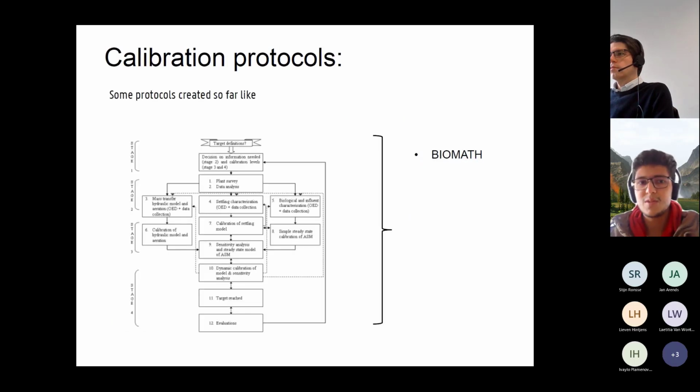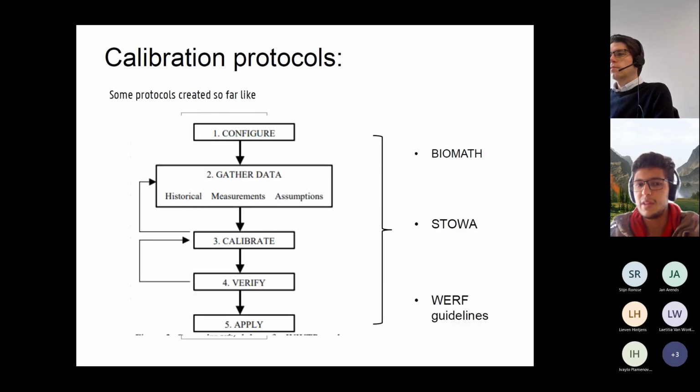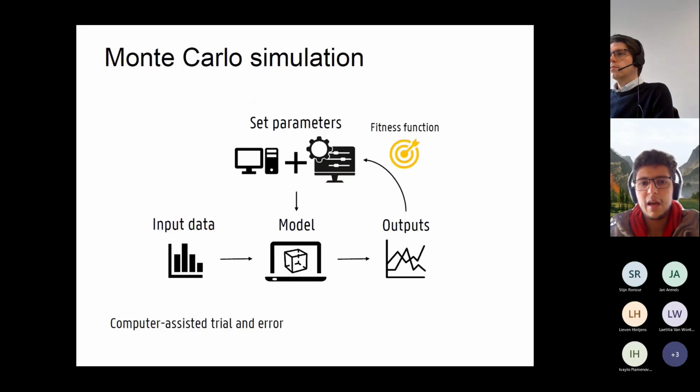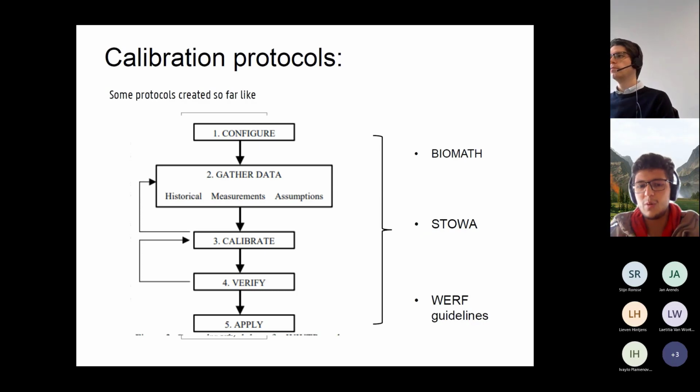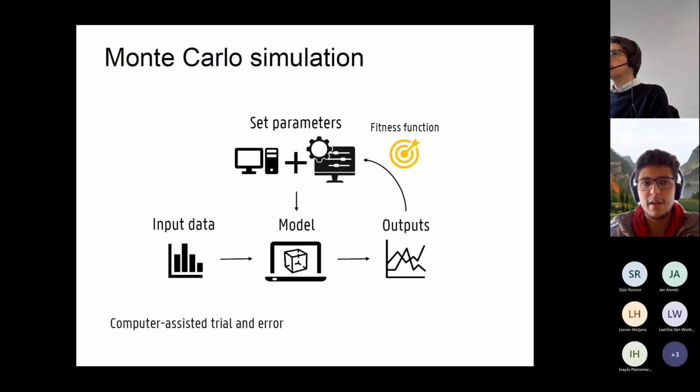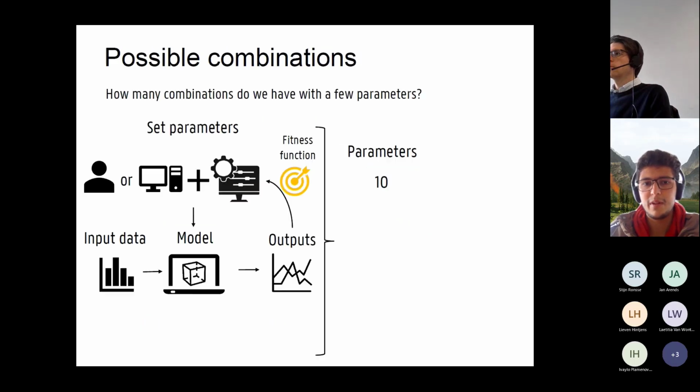Or you can rely on some kind of protocols. For this specific topic, there are different protocols that allow you to calibrate better and give you some kind of rules. But in the end, this will not give you the best parameters, as I mentioned, it will just lead you in one direction for calibrating your parameters. Or maybe you can use a computer-assisted trial and error simulation, for example a Monte Carlo simulation that will try your parameters again and again by default until it can achieve the performance of the model.